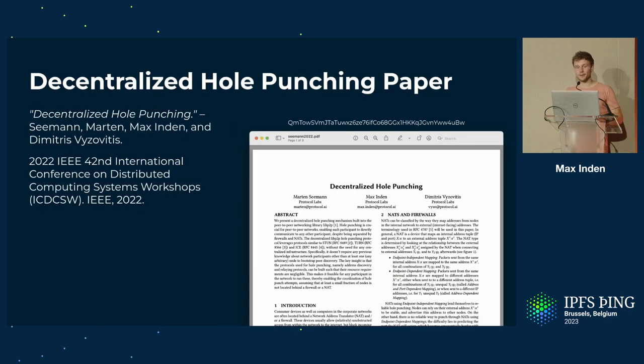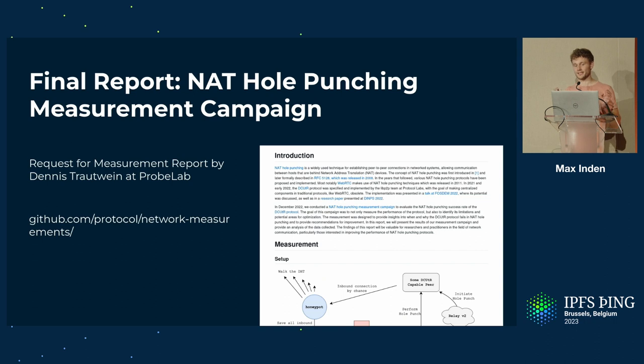Cool. We published a paper on decentralized hole punching, on how hole punching works in libp2p. The main author here is Martin. Since then, Dennis wrote up a very extensive report on all of the measurement data. If you want to check out that part, the GitHub repository is the best way to find it. Just go to protocol/network-measurements, and you find a bunch of really good requests for measurement reports there. One of them is the hole punching measurement report, going into every detail of the data.